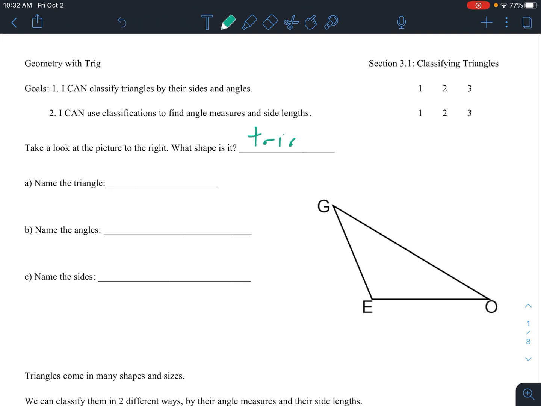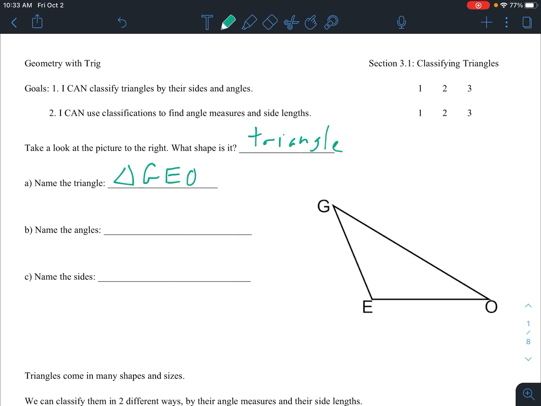The prefix "tri" meaning 3, and then "angle" meaning angle, so it means it has 3 angles and 3 sides, a triangle. To name the triangle, we're going to put a little triangle symbol, and you can name the triangle by the 3 corners, the 3 vertices. You can name them in any order that you want. So I'm going to call this one triangle GEO.